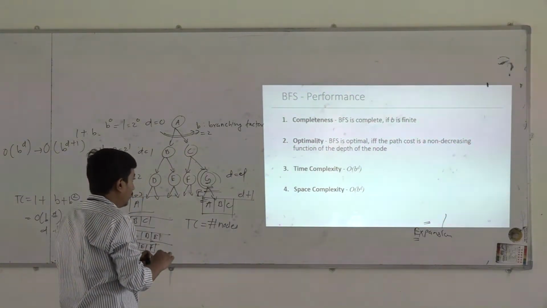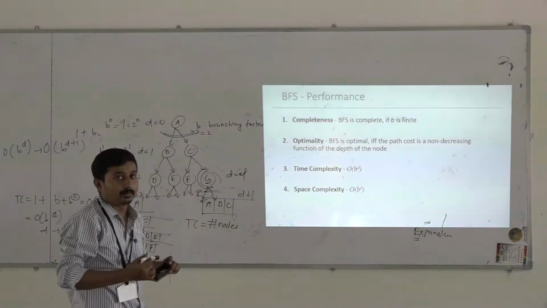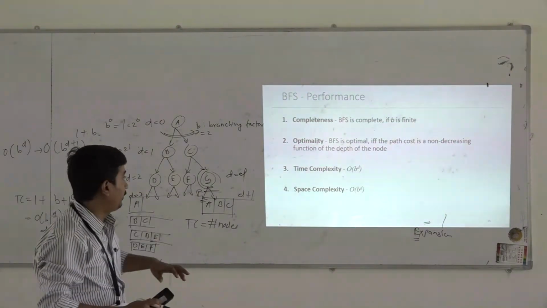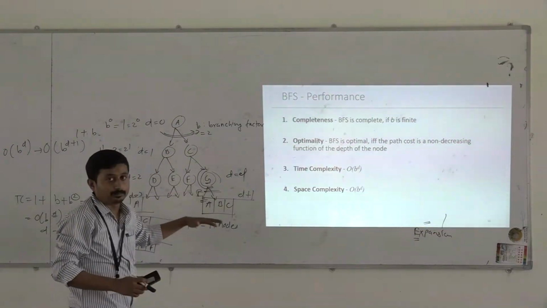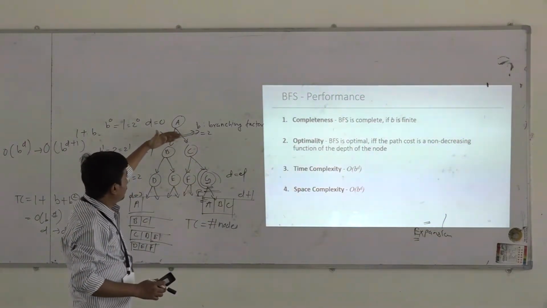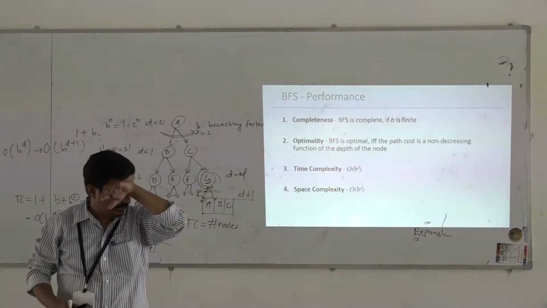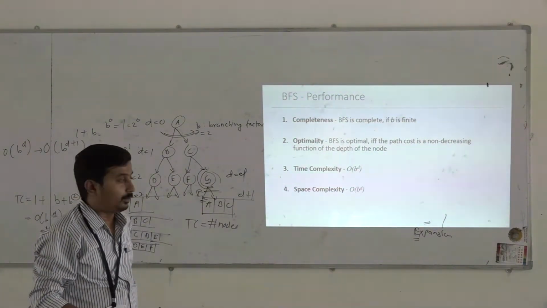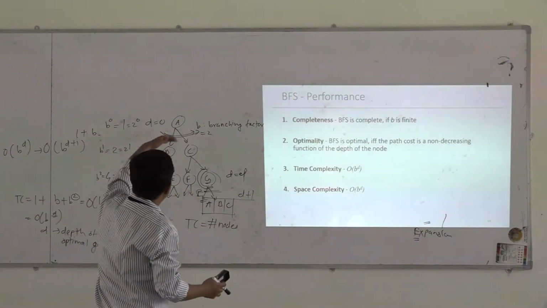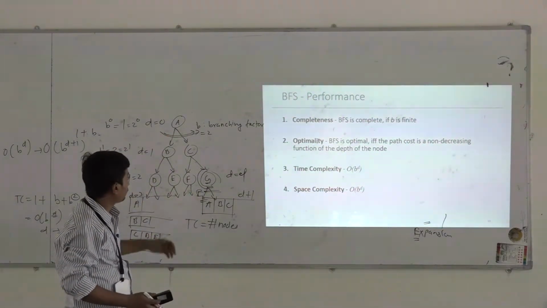The next one, what about optimality? BFS is optimal if the path cost is an increasing function of the depth of the node. And it is true for many problems. The path cost will be an increasing function of the depth.